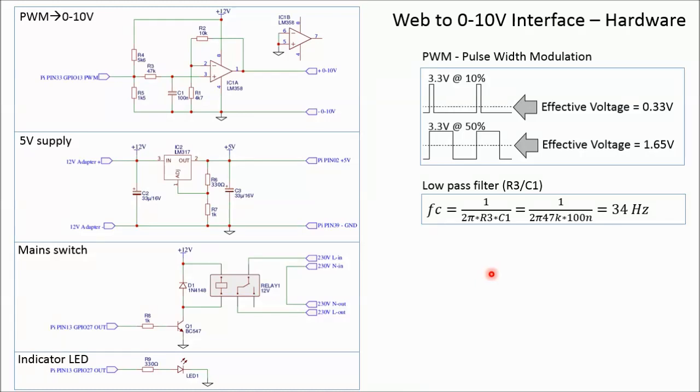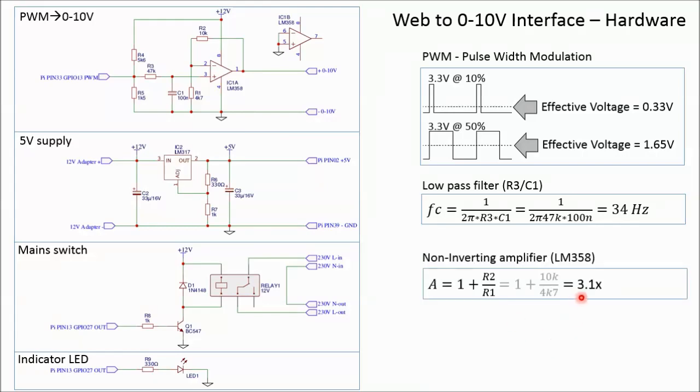This we can solve with a non-inverting amplifier built with an LM358 op-amp. The amplification can be set with R1 and R2, and in this case it is set to 3.1 times. You can calculate it with this formula. This way we can get a voltage swing of 0 to 10.3 volt. The LM358 can work on a single voltage source and can get pretty close to 0 volt.